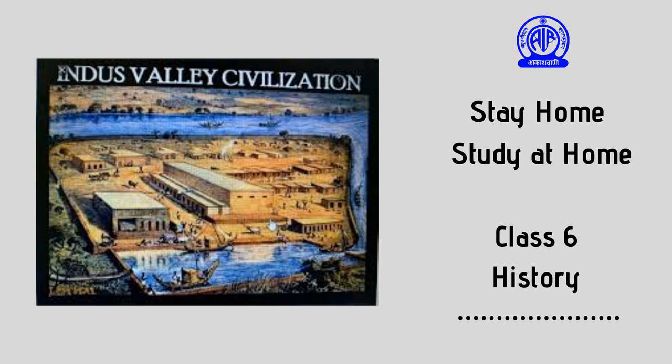As it was near river Indus, irrigation was done. Rainfall was very less. And irrigation is a pattern where you make channels to bring water to your field. Bringing water like that is called irrigation.